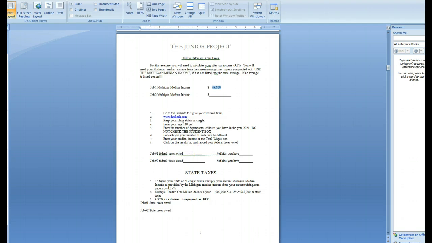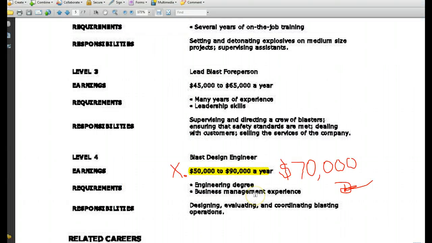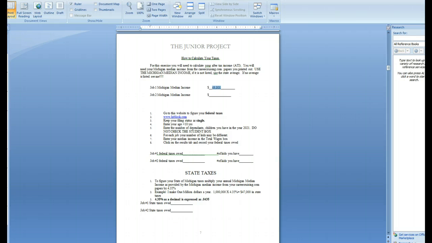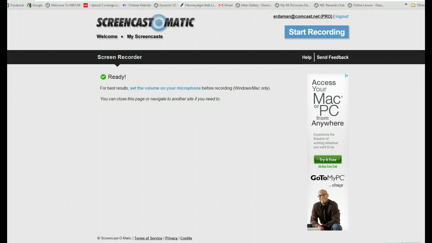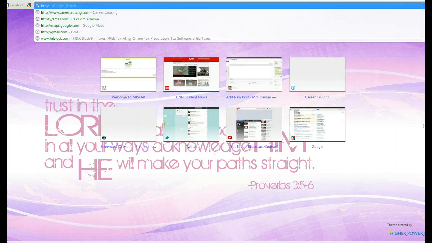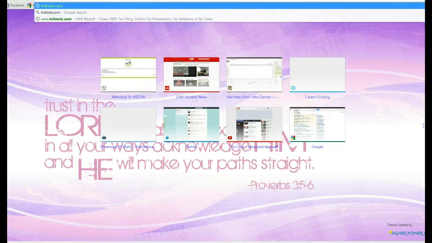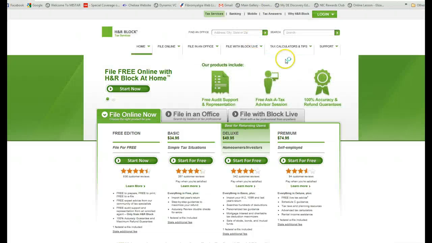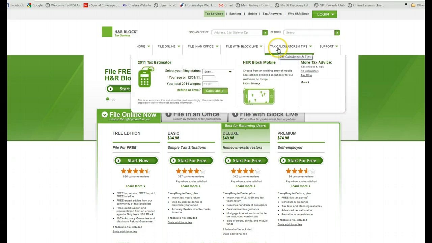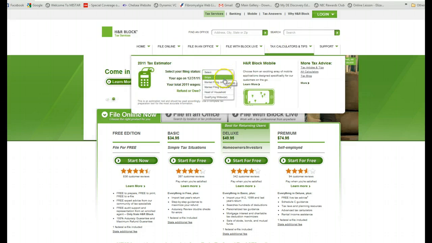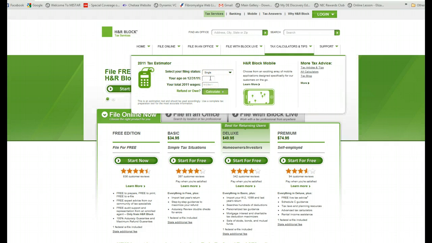Okay, and then my job 2, which I had approved, is $70,000. So, okay, so we're going to go to a website of H&R Block. So it's hrblock.com. Okay, so this looks simple. All right, so we want to go to tax calculator and tips. Here it asks your filing status, which is single. Always put single, whether you're married in your dream world or not. All right, your age, so remember we are 28.